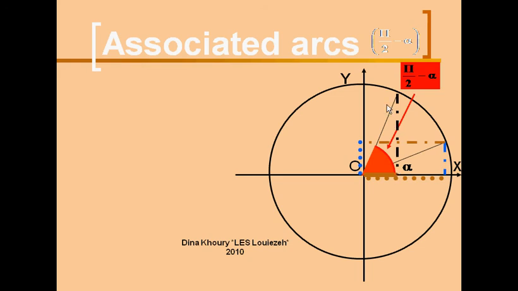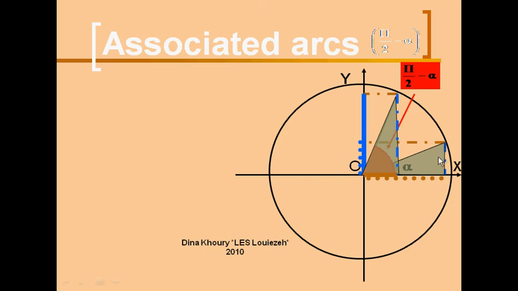We do the same for angle pi over 2 minus alpha, and this segment here represents cosine angle pi over 2 minus alpha, and this one here represents sine pi over 2 minus alpha. We consider these two triangles are congruent, having this segment equal to this segment, and this segment equal to this segment.